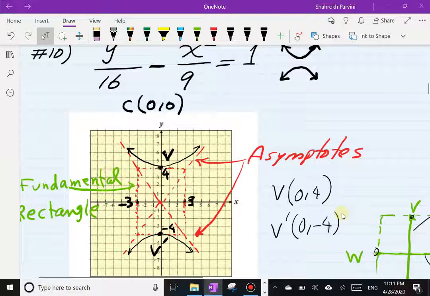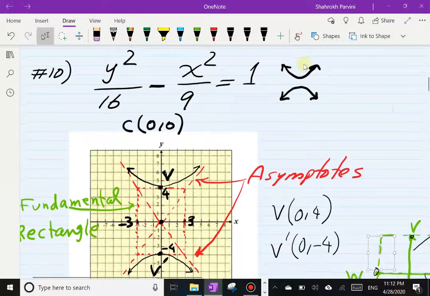I'll explain what I've done in here. Okay, because the center is at 0, 0, we're going to start from the center. This is 0, 0. Remember, I'm at the center. Now we know that we're looking for a vertical hyperbola, right? Now because of that, at this point, we're going to look at the square root of 16.